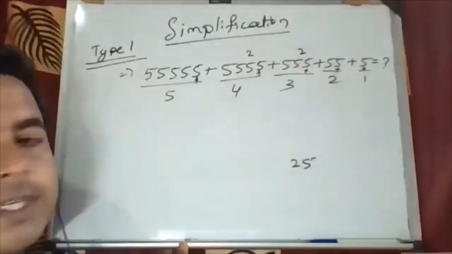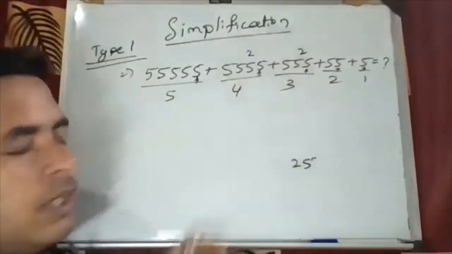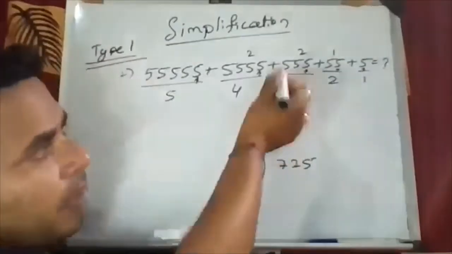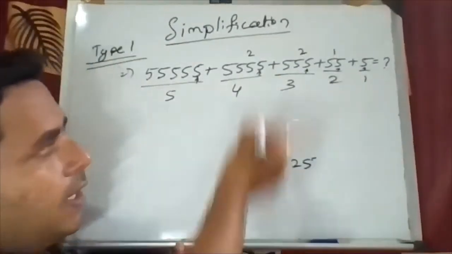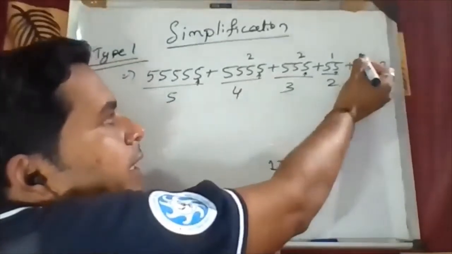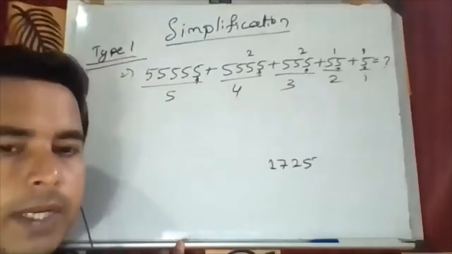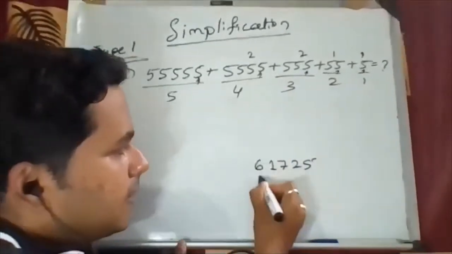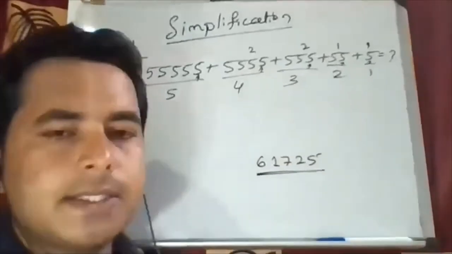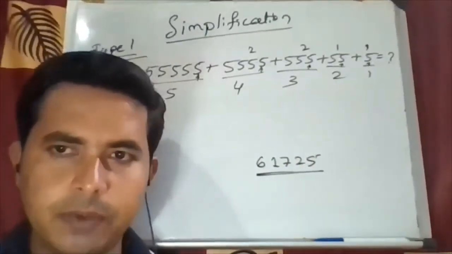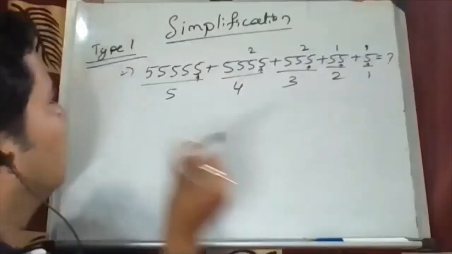Then 5 into 3 is 15. 15 plus 2 will be 17. So 7 and here 1 will be the carry. And 5 into 2 is 10. 10 plus 1 is 11. So 1 and here 1 will be the carry. So here 1 into 5 is 5. So 5 plus 1 will be 6. So your answer will be 61725. 61725.